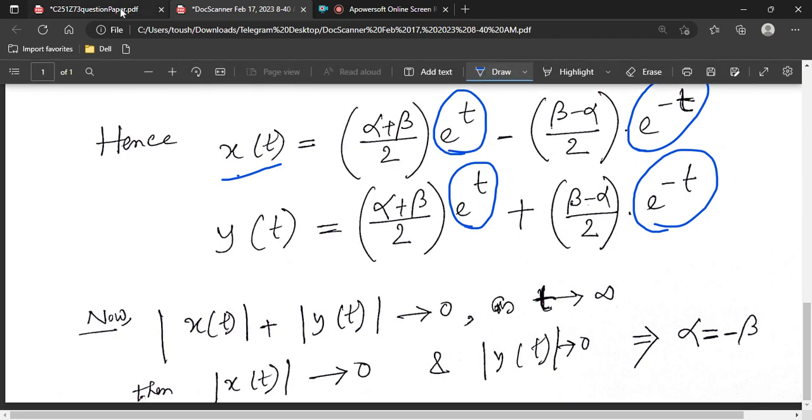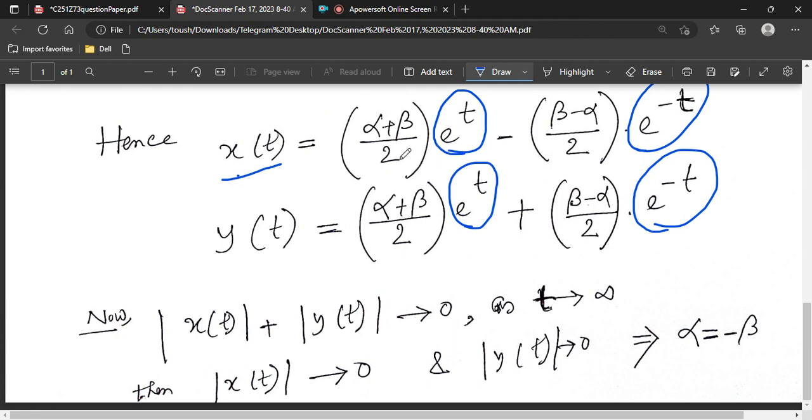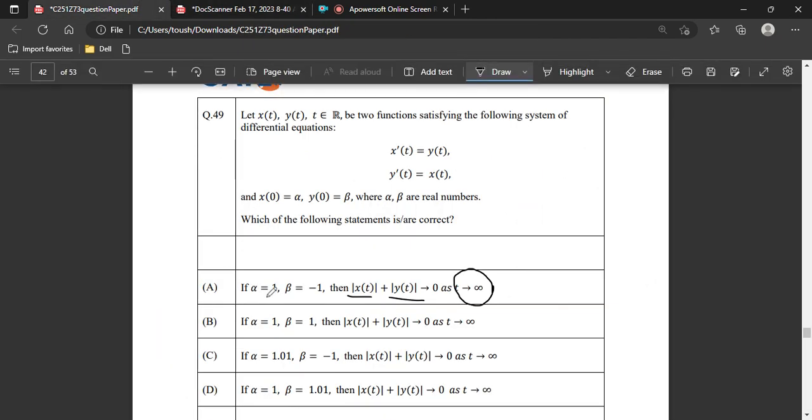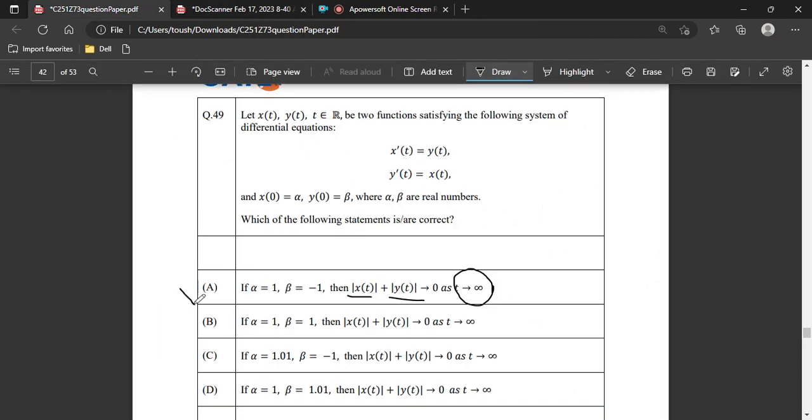Now let's read the options. The coefficient of e^t will be 0 when (alpha + beta)/2 is 0, that means alpha equal to minus beta, right? So let's see the options. Option A says that alpha equal to 1, beta equal to minus 1. So if alpha equal to 1, beta equal to minus 1, then 1 minus 1 is 0, so the coefficient of e^t is 0. So option A is right.